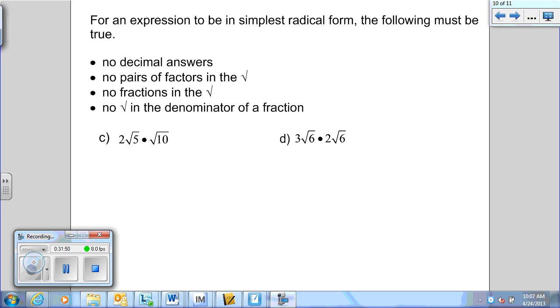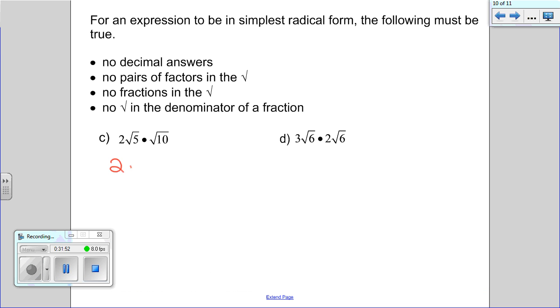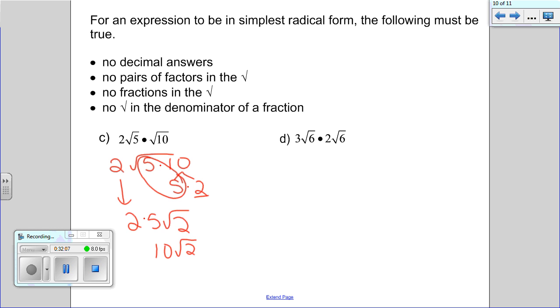I would like you, all right, take a look. We have 2, and then we can write that as 5 times 10. It's going to break down to 5 times 2. We have a pair of 5s. So our 2 comes down. We have the 5 that can come out from the pair of 5s. And then 2 stays under there. So we should have 10 square root of 2.